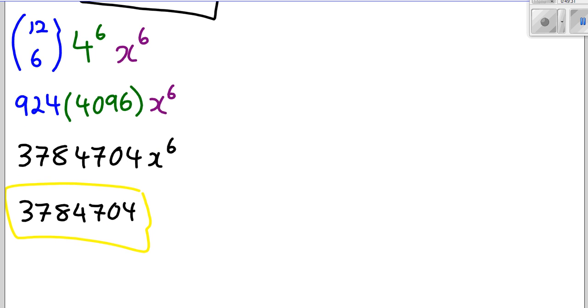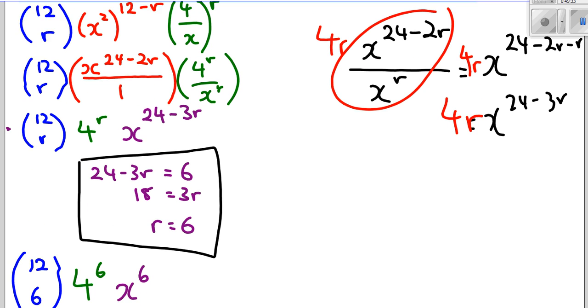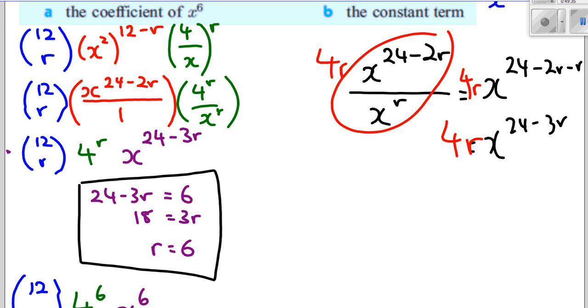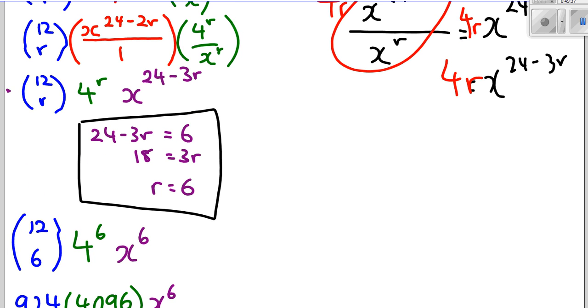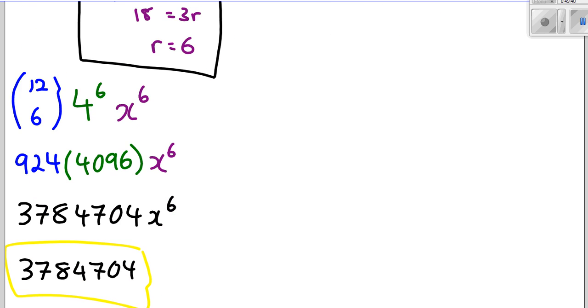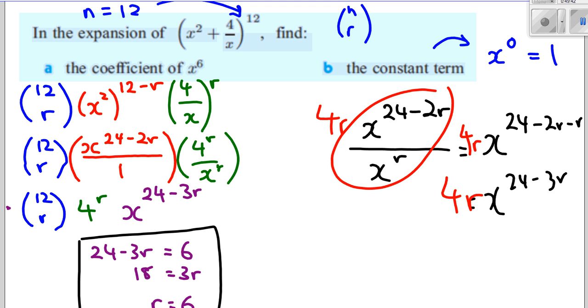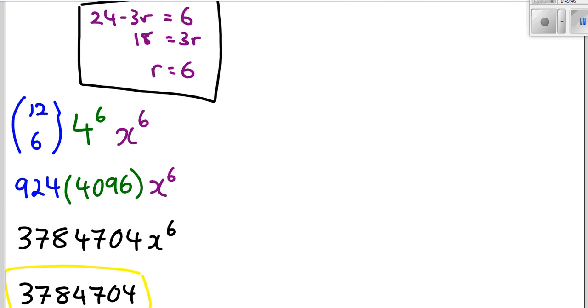Constant term. Do we have time to do it? Do you want to stay and do a quick constant term? There's like hundreds of these on your topic assignments, by the way. So constant term, it's the same thing, but just be aware, with the same formula, that r formula, you're going to set it equal to 0 instead. So if 24 minus 3r is 0, that's going to find your r and you're going to sub it back in. It's going to be the same process. So from here, you're just repeating what we did over here, except you're doing 24 minus 3r equals 0.